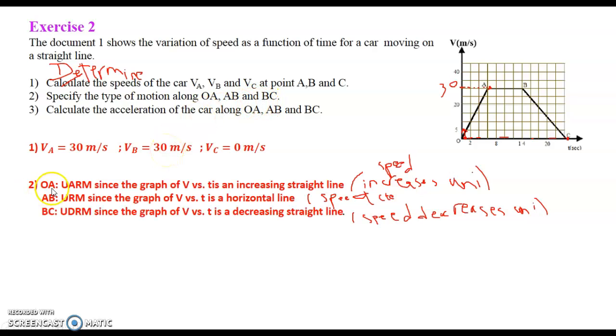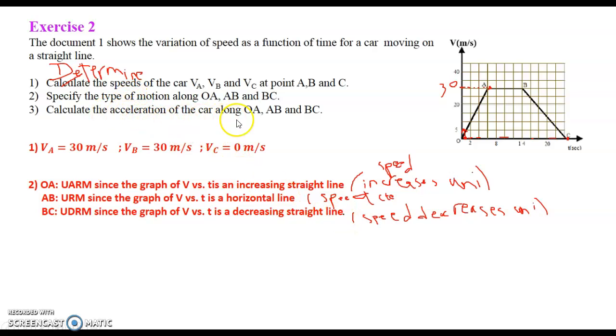The type of motion along OA is UARM, since the graph of V versus T is an increasing straight line. The speed here increases uniformly. AB is URM, uniformly rectilinear motion, since the graph of V versus T is a horizontal line showing constant instantaneous speed. BC is UDRM, uniformly decelerated rectilinear motion, since the graph of V versus T is a decreasing straight line.